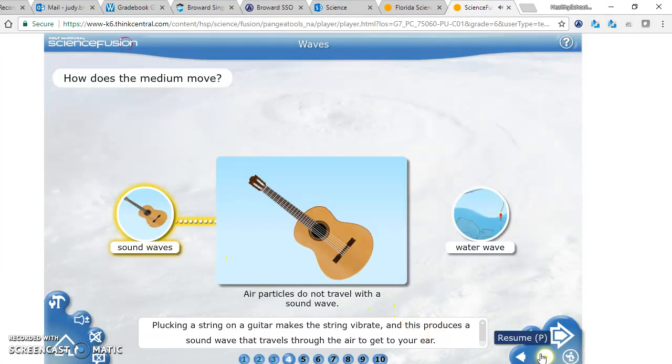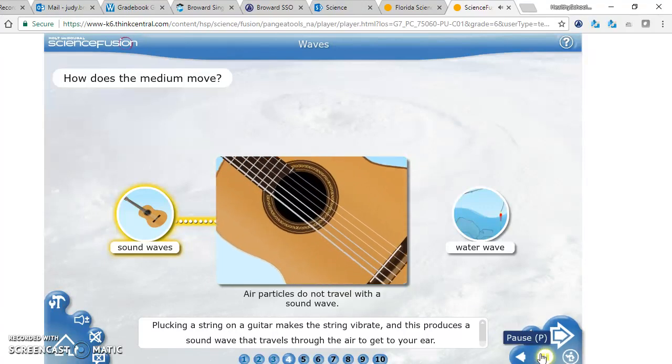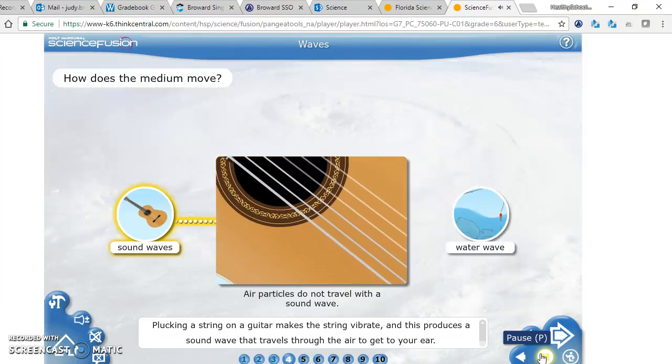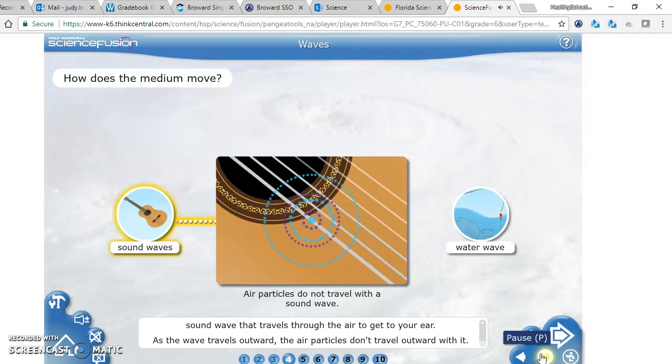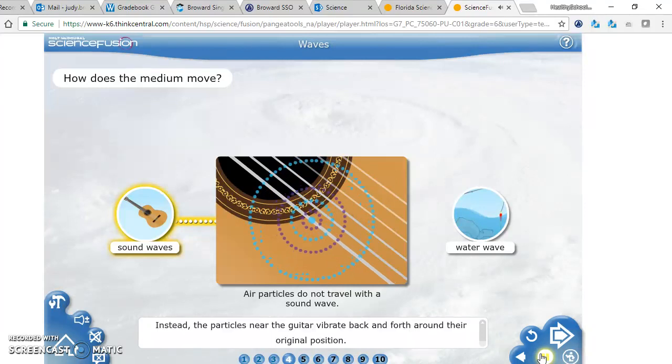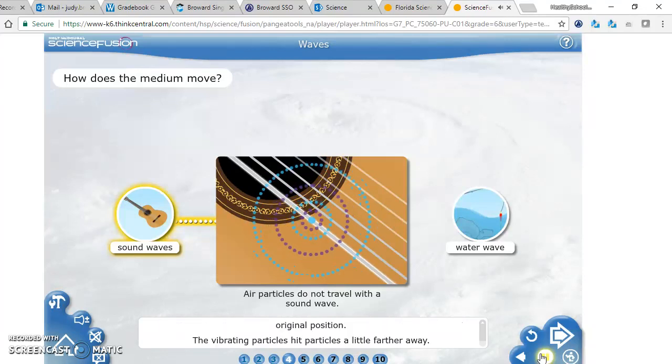Plucking a string on a guitar makes the string vibrate, and this produces a sound wave that travels through the air to get to your ear. Air particles do not travel with a sound wave. As the wave travels outwards, the air particles do not travel outward with it. Instead, the particles near the guitar vibrate back and forth around their original position.